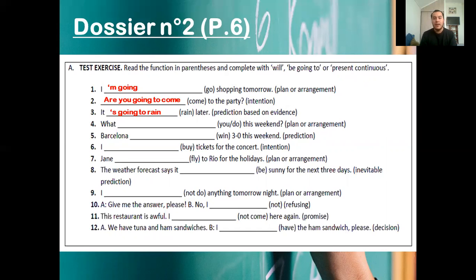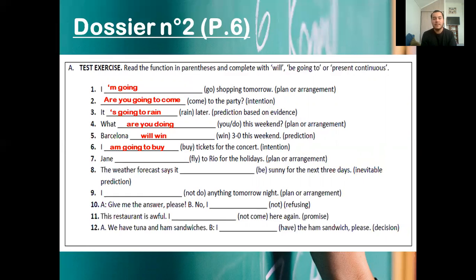Number 4 says plan or arrangement, present continuous. What are you doing this weekend? That is number 4. Number 5 says prediction, general prediction. Barcelona, in this case, will win 3-0 this weekend. Number 6 says intention. That means be going to. I'm going to buy tickets for the concert. That is the correct answer.